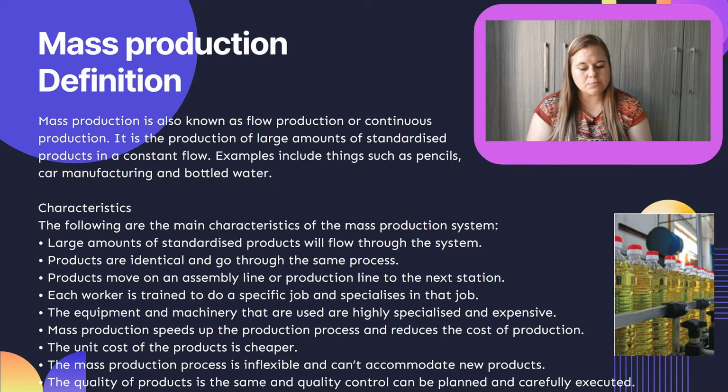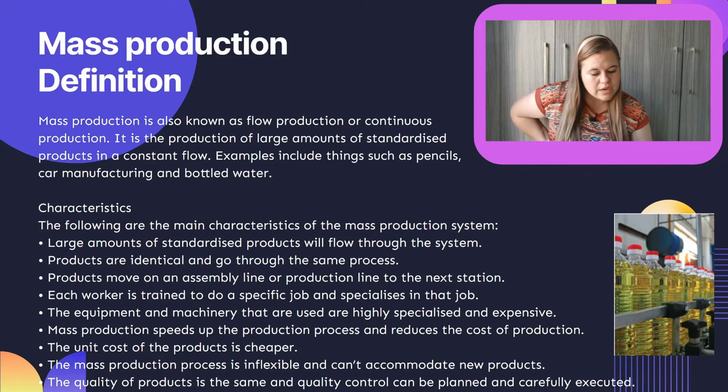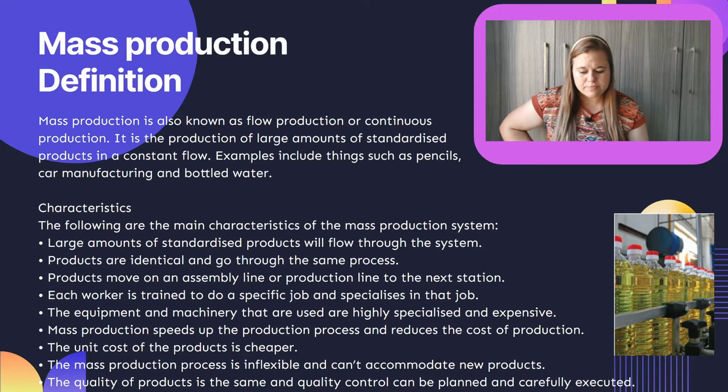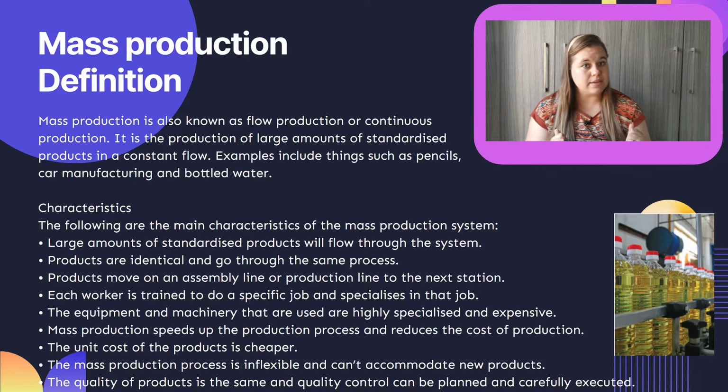Large amounts of standardized products will flow through the system. Products are identical and they go through the same process. So you see, that's where we're not looking at specialized stuff. So they're identical, they look all the same. Products move on an assembly line, on a production line to the next station. Each worker is trained to do a specific job and he specializes in that job.